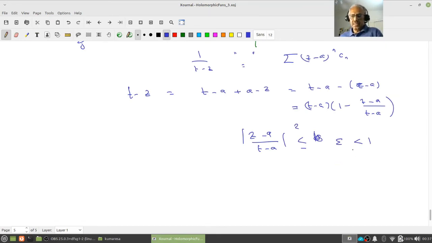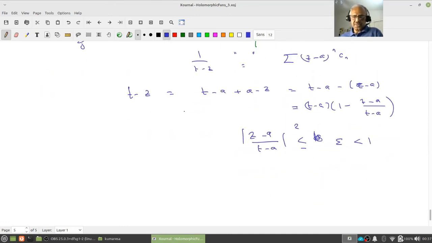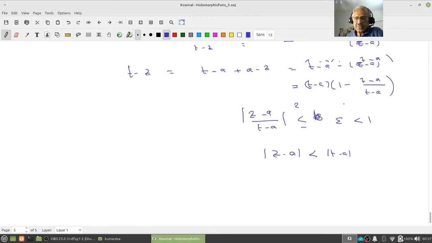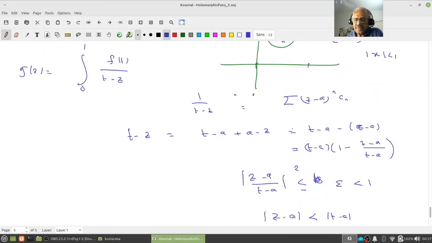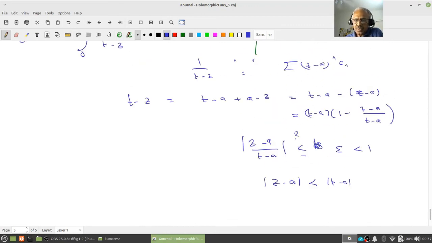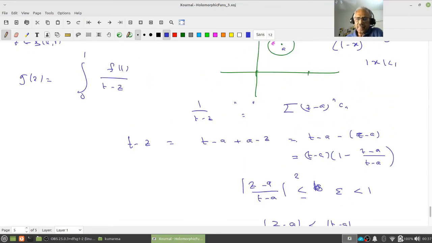Right? Are you following? This is the trick. Now how do I do that? Let us again do that. So what do I want? That means mod z minus a should be less than mod t minus a. I want to show that. That is very clear, right? Mod z minus a will be at most r, and mod t minus a will be 2r. Do you accept it? Yes?